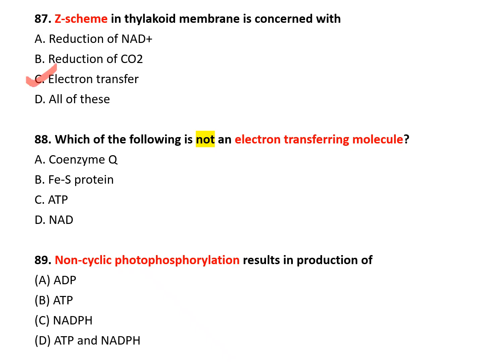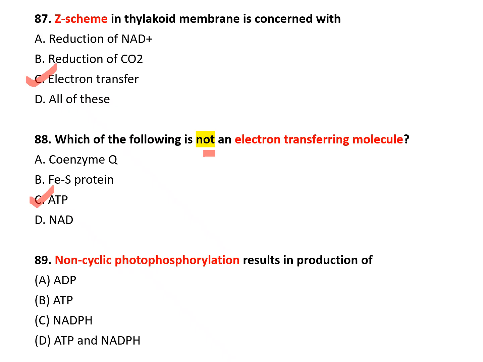The next question, number 88. Which of the following is not an electron transferring molecule? Option A, coenzyme Q, option B, iron sulfur protein, option C, ATP, option D, NAD. The correct answer is option C, ATP.